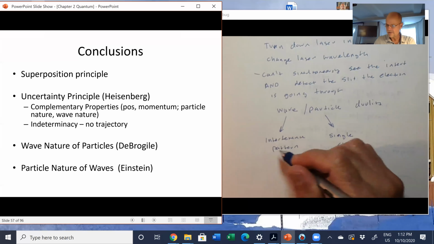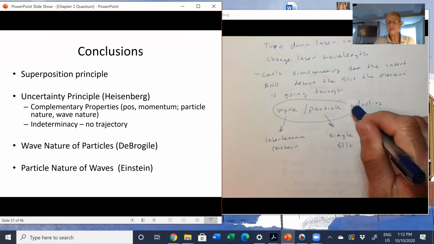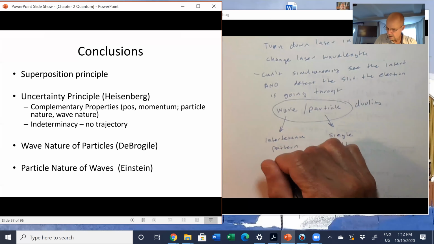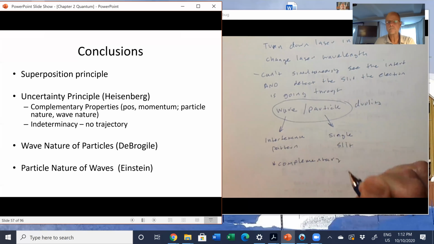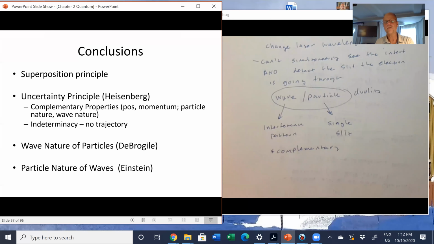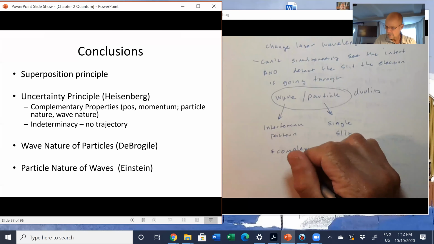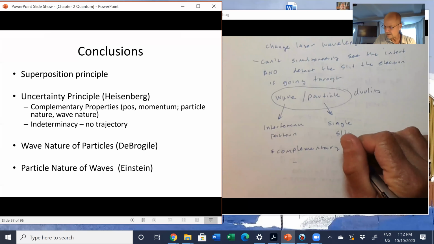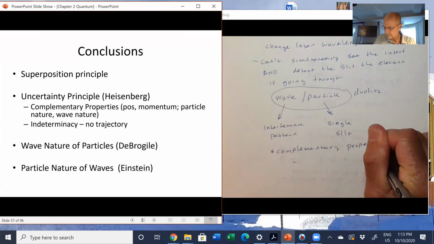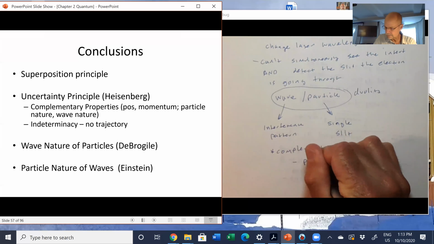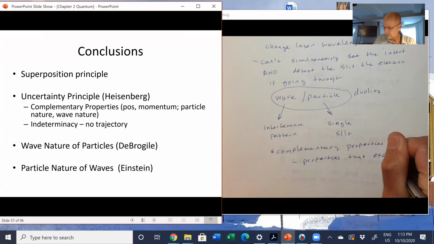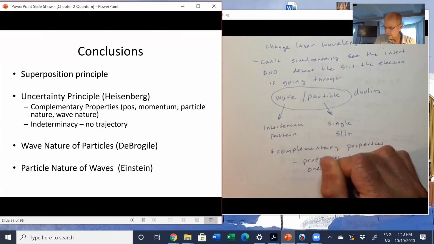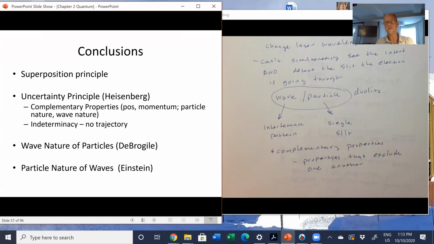And it turns out that these two natures are what we call complementary, right? Complementary. And what that means is, let's describe it as complementary properties: complementary properties are properties that exclude one another.